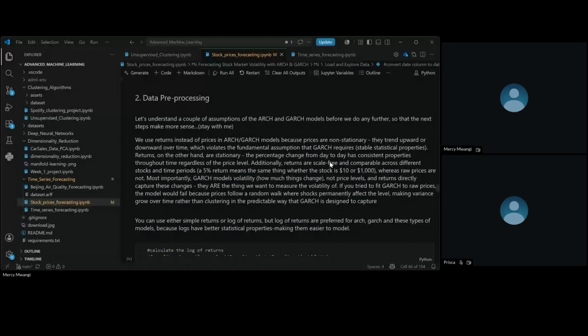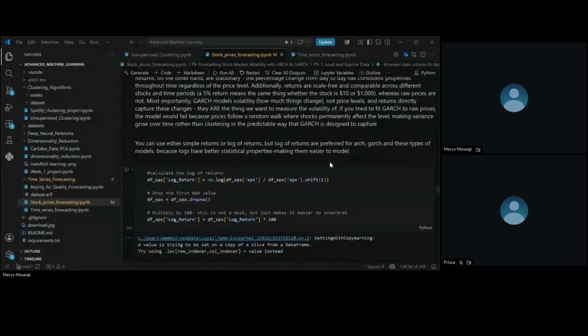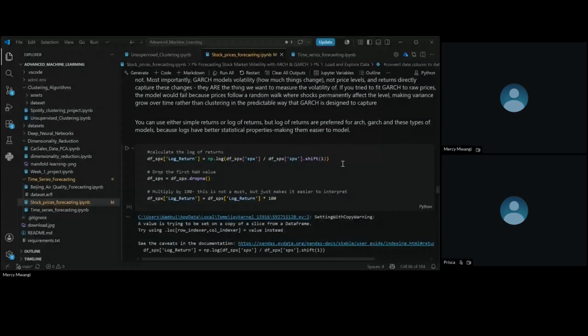So if you tried to fit this ARCH or GARCH on raw prices, the model would fail because prices follow a random walk. Random walk just means prices are volatile, all right? So the first pre-processing step when it comes to ARCH and GARCH, you have two options. Either calculate the returns, which is more or less differencing, right? Or do the log of returns.